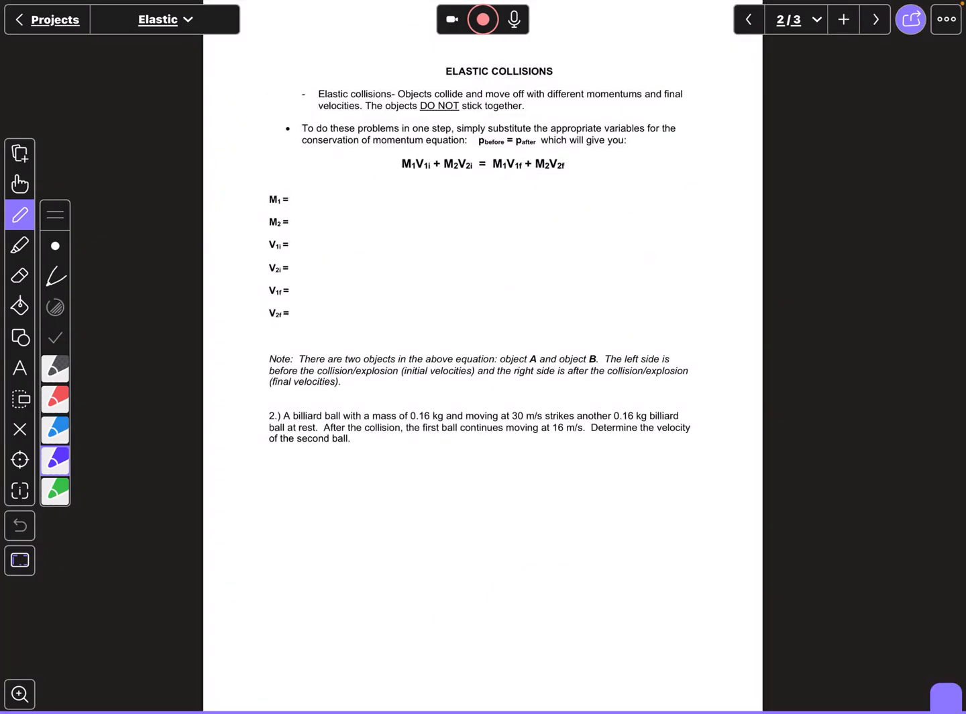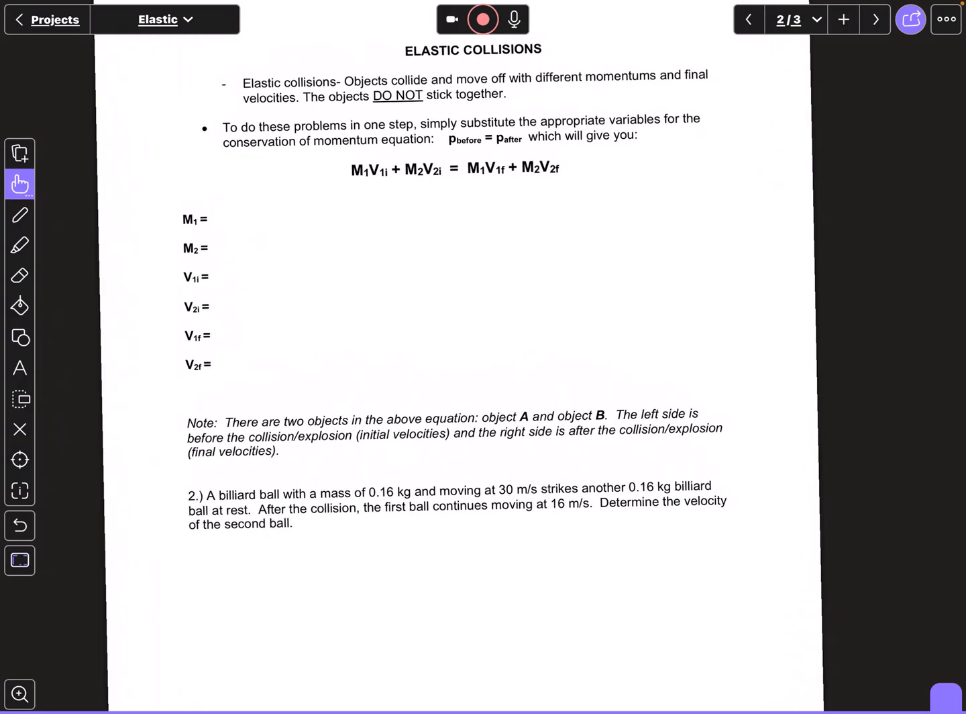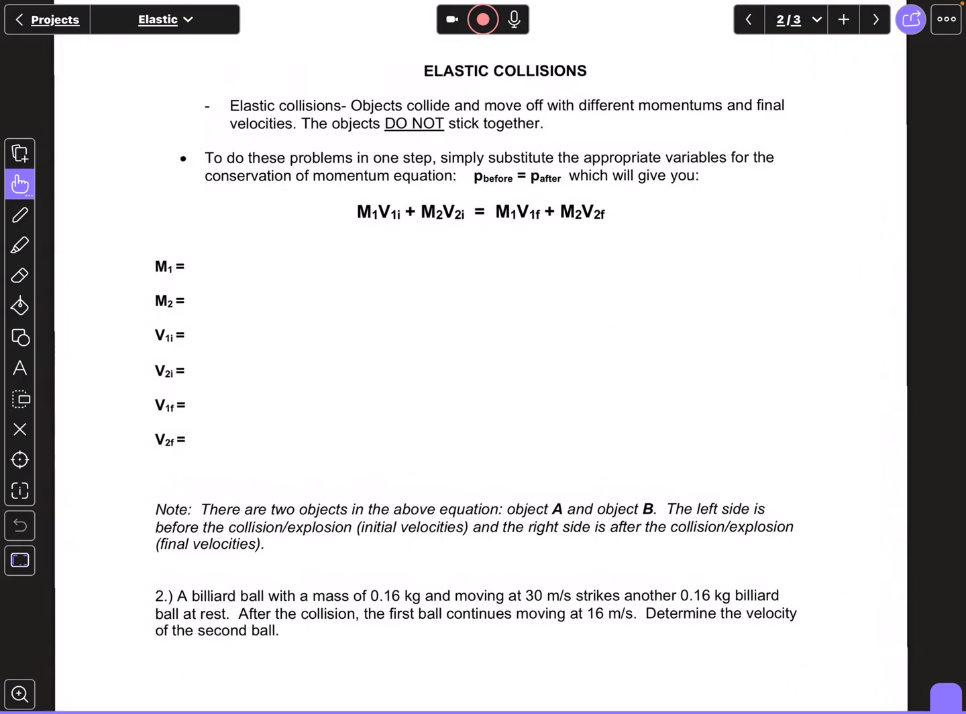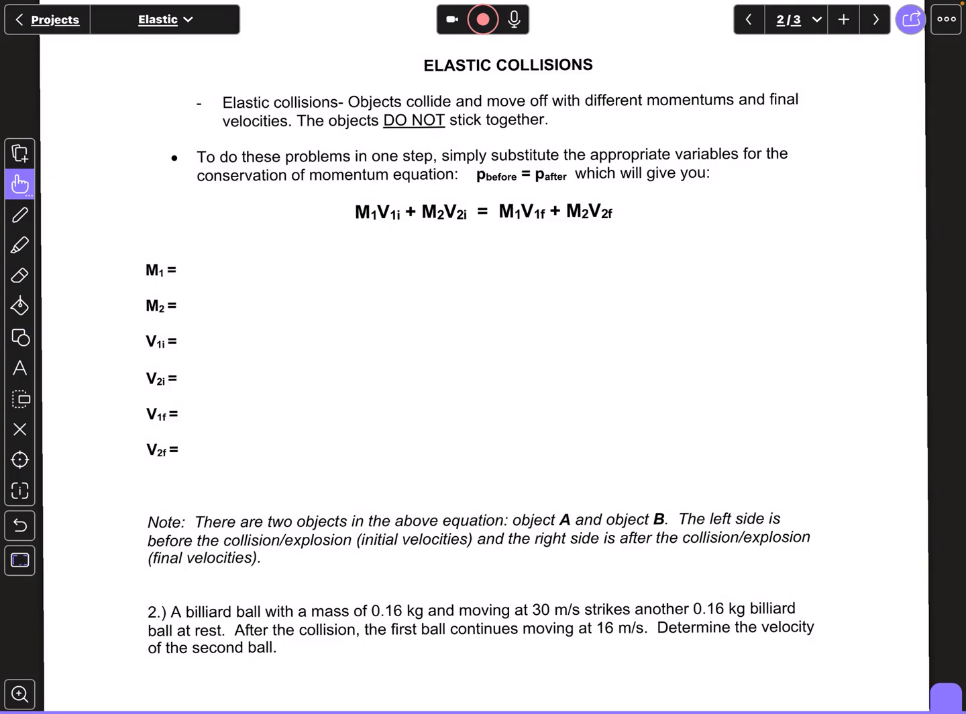Okay, next we're going to talk about elastic collisions, and the problems we're going to work in this video are dealing with elastic collisions. In elastic collisions, objects collide and move off with different momentums and different final velocities. The objects do not stick together. To do these problems in one step, we simply substitute the appropriate variables into the conservation of momentum equation.